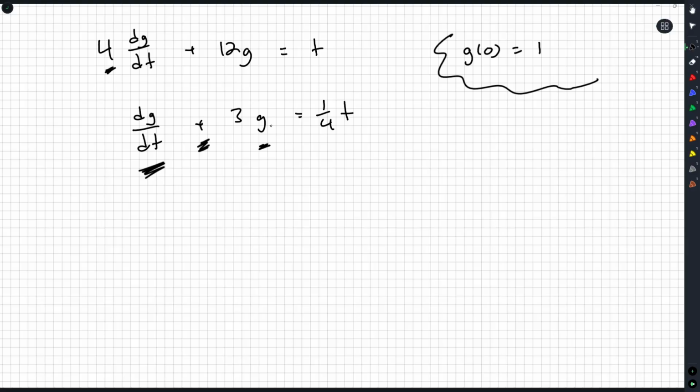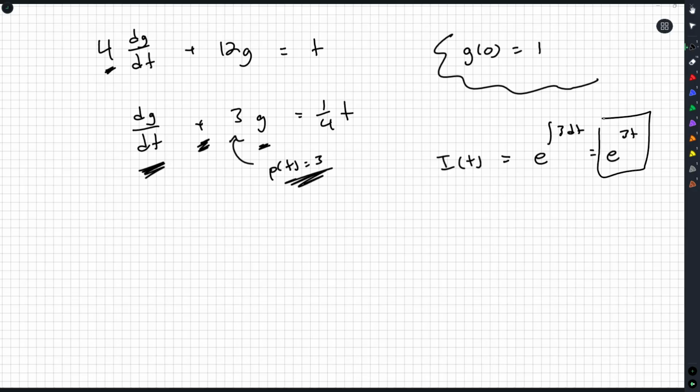Okay, that looks good. And in this case, our p of x, or I would call it p of t, is just this nice constant 3. And the integrating factor, maybe we'll call it I of t, is e to an antiderivative of 3. Well, that's not too hard to find. 3t, or 3t plus 1, or 3t minus 7, but why add in the constant? So e to the 3t, great. And then we have a formula.